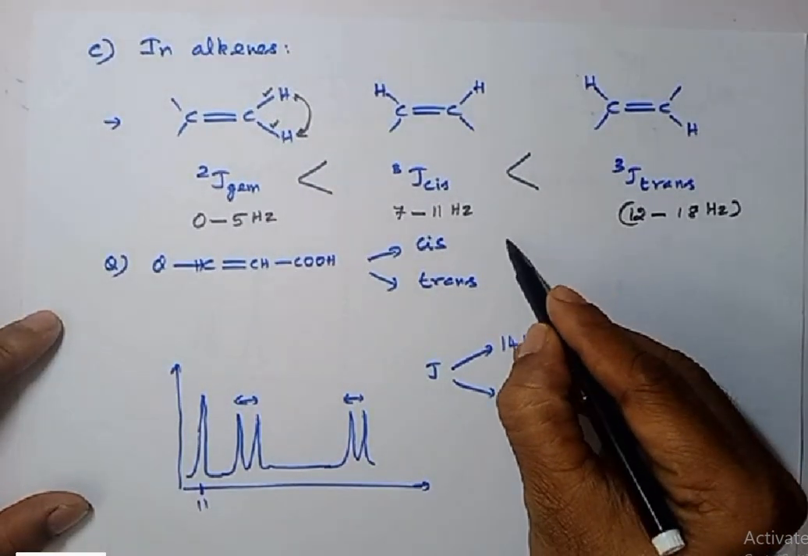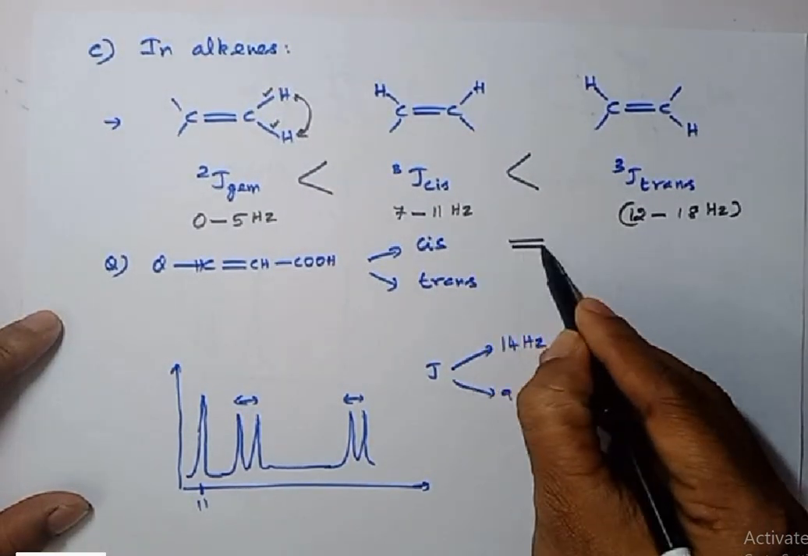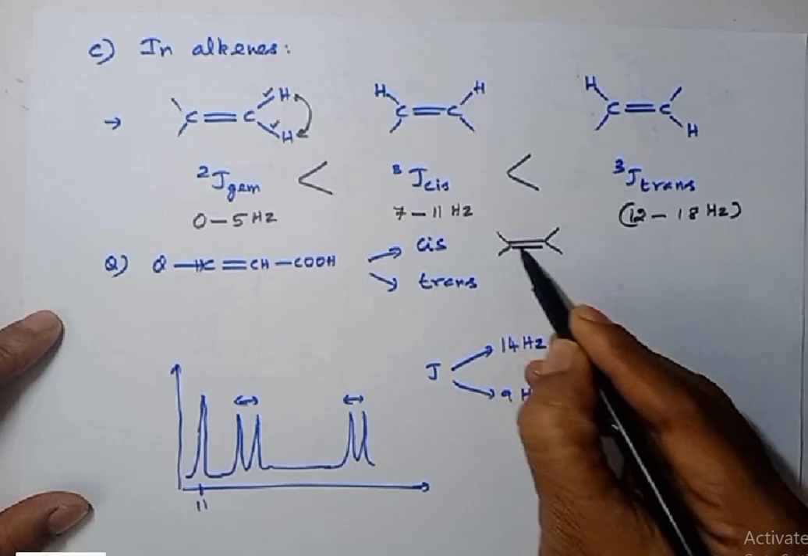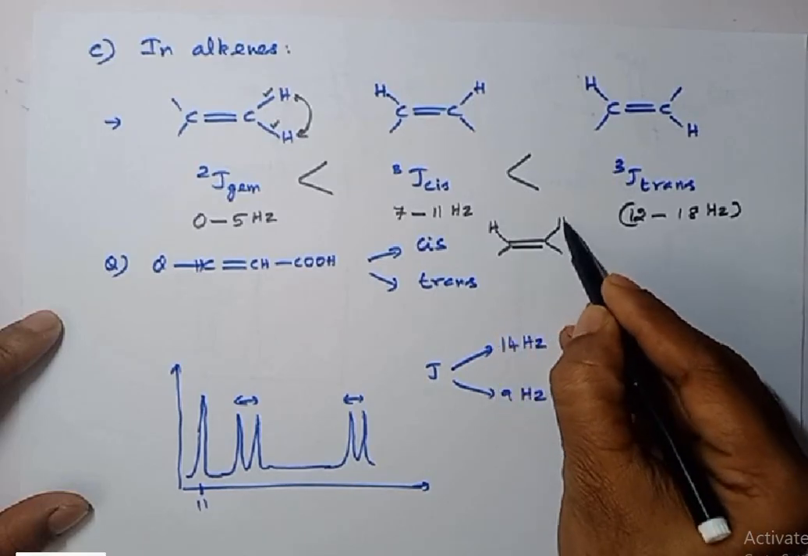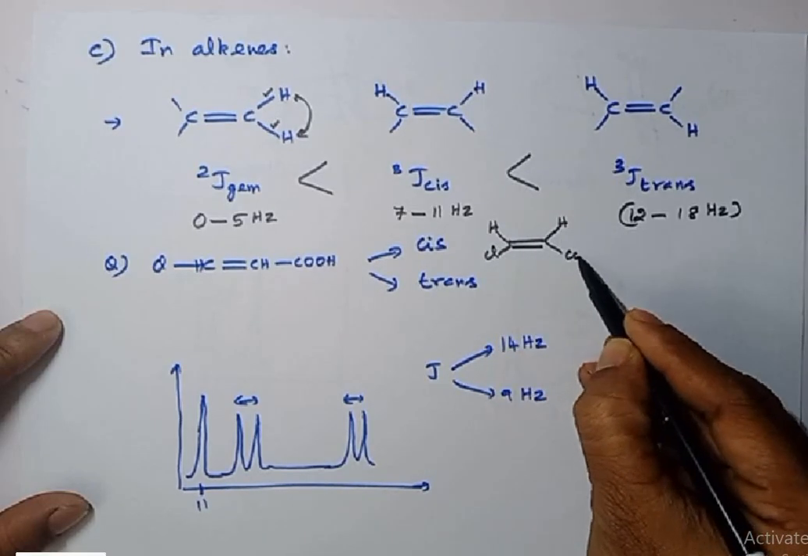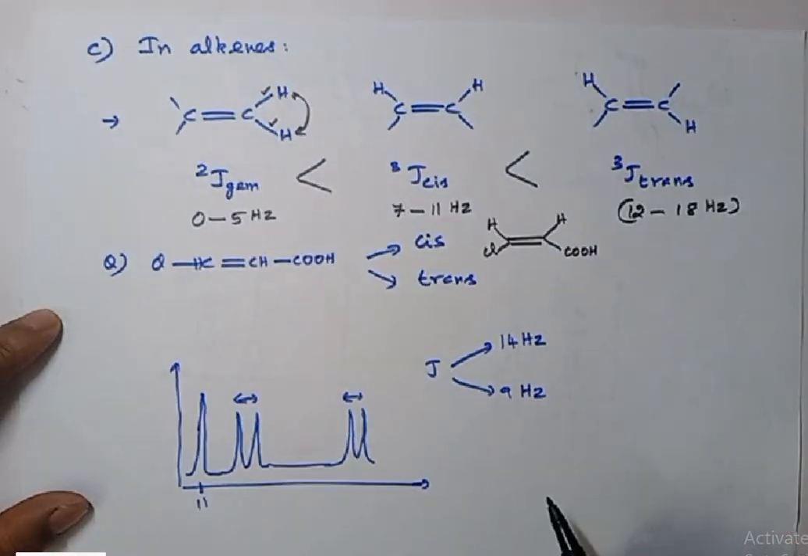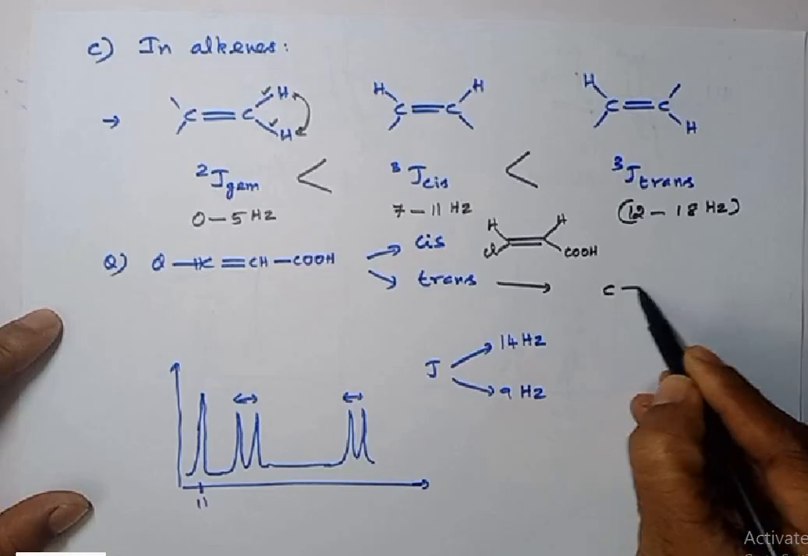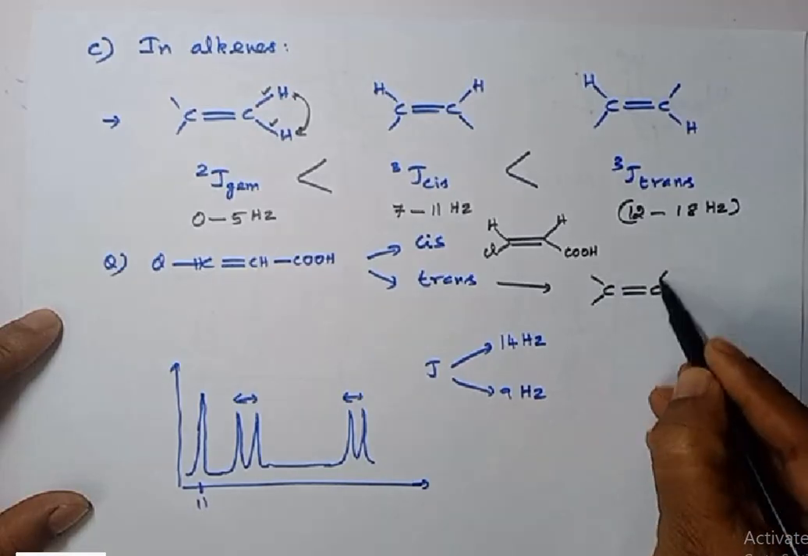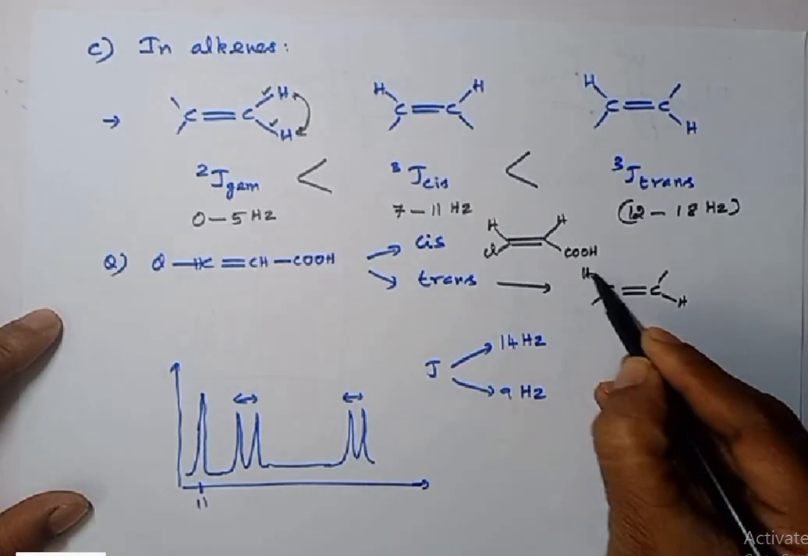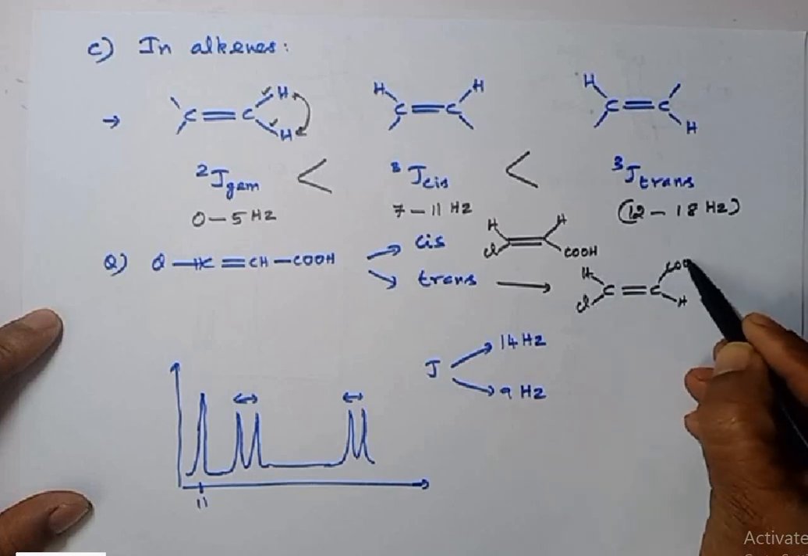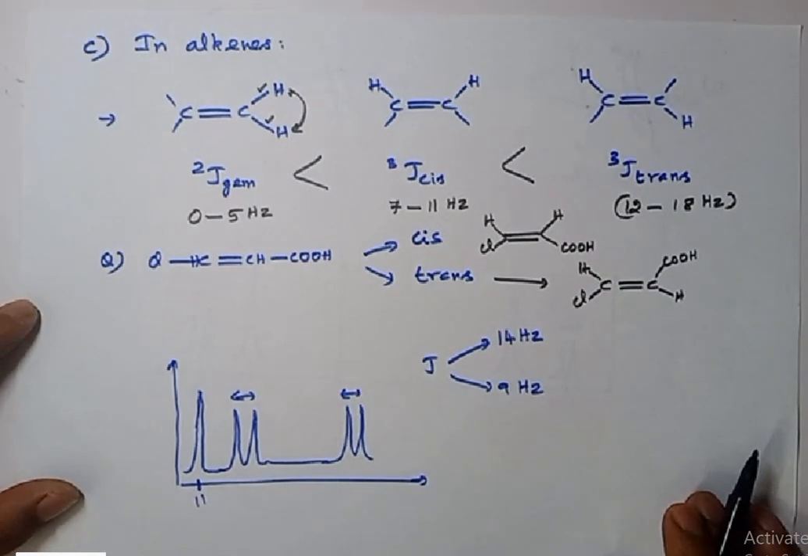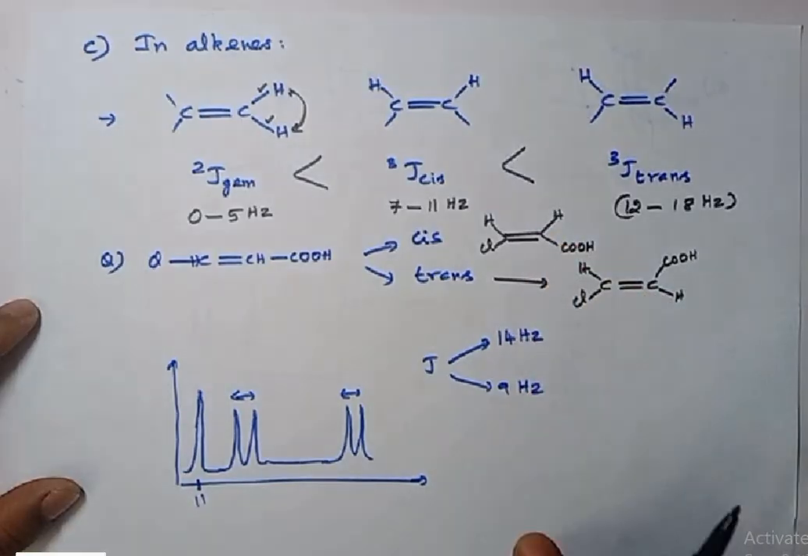Let me draw the structure of the cis isomer. Listen, in the cis isomer, the two hydrogen atoms are on the same side, and the chlorine and carboxylic acid group are on the same side. This is the cis isomer. And what about the trans? Let me draw here. In the trans isomer, the two hydrogen atoms are on opposite sides, and chlorine and carboxylic acid are on opposite sides. Okay, this is the cis isomer, this is the trans isomer.